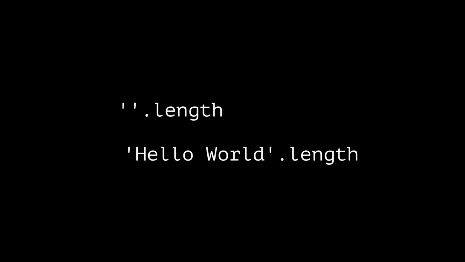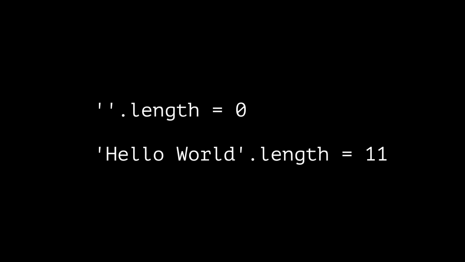An empty string has no characters, it's just two single quotes with nothing in between. On the other hand, a non-empty string like hello world contains characters and is not empty. Let's start with the length property. Every string has a length property that tells us how many characters it contains. If the length is 0, the string is empty.